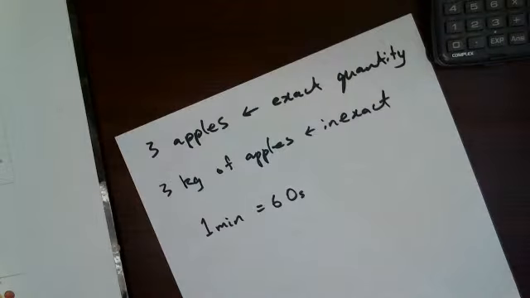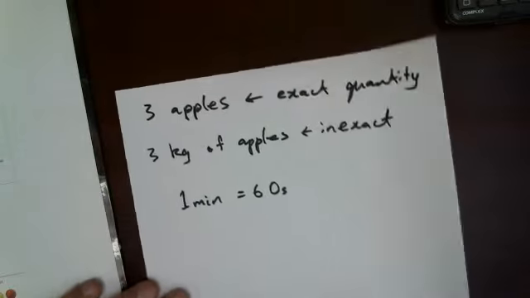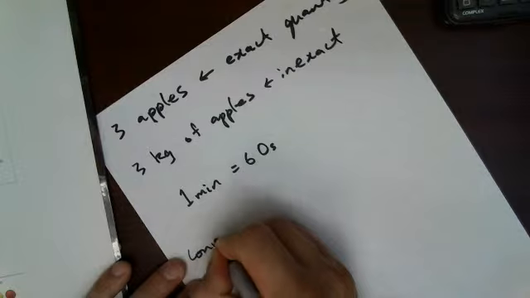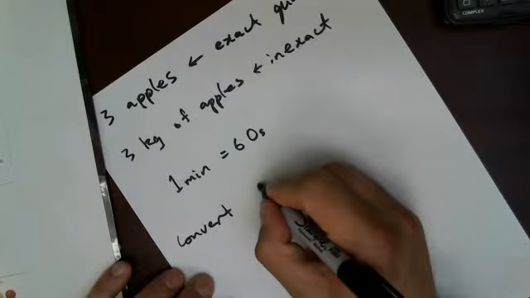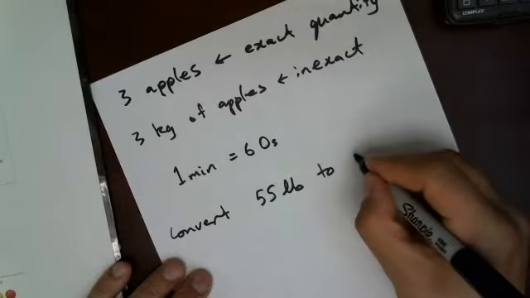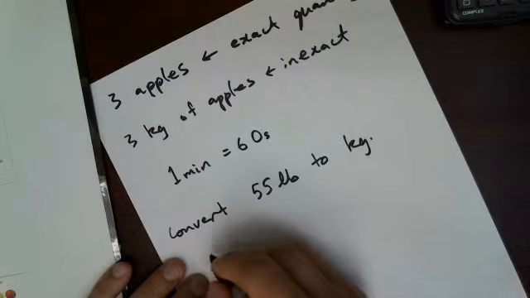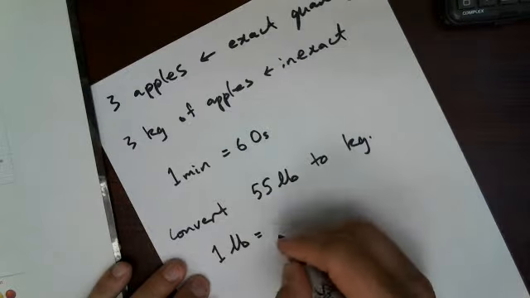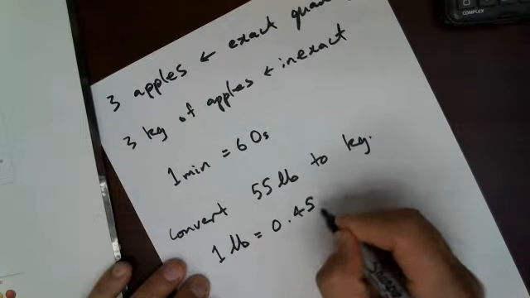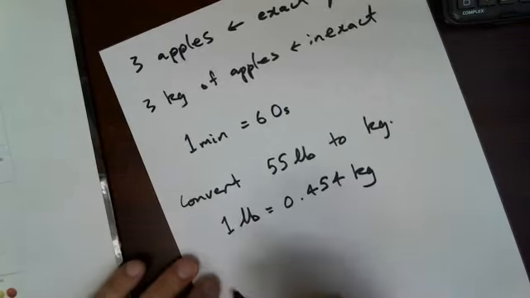But at any rate, I think we should do another example on conversions because students often struggle quite a lot with them. So let's try and convert, say, 55 pounds to kilograms. You need the conversion that 1 pound equals 0.454 kilograms. So this one's quite easy.